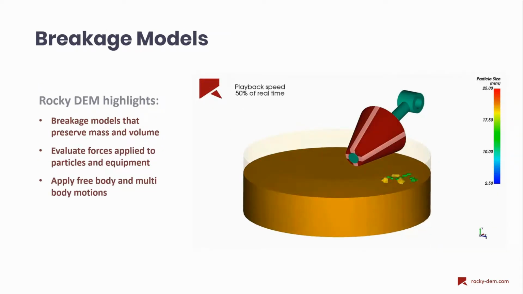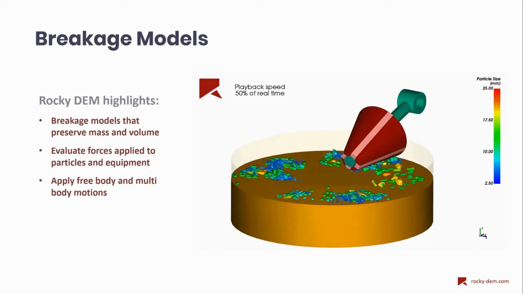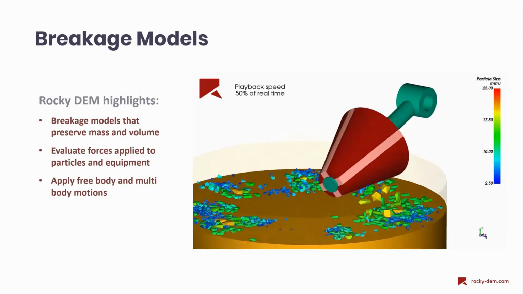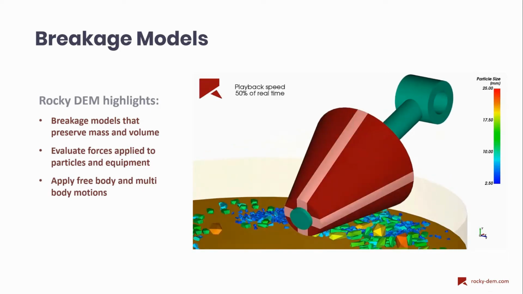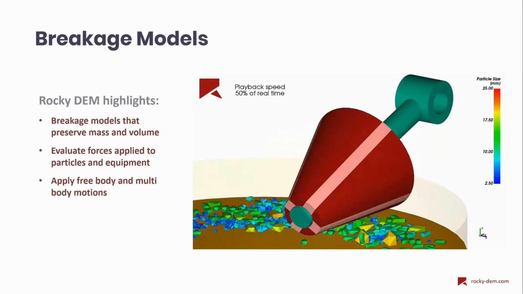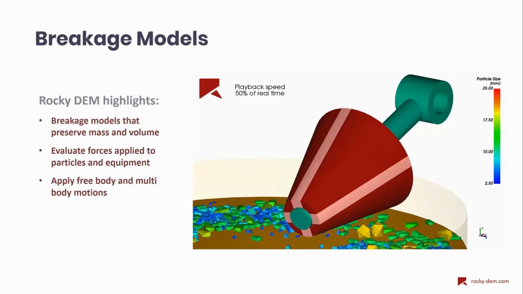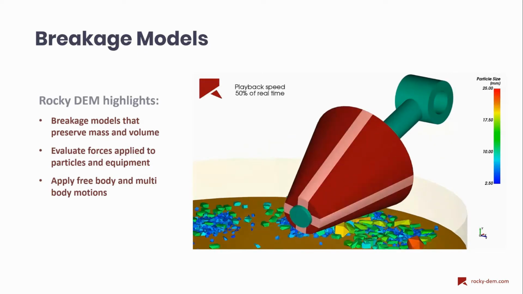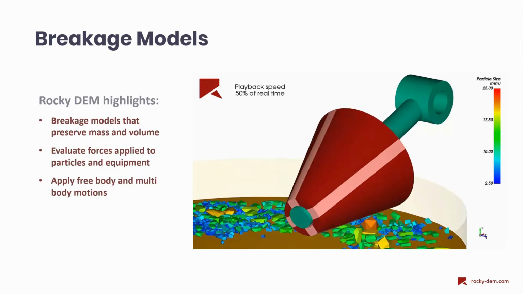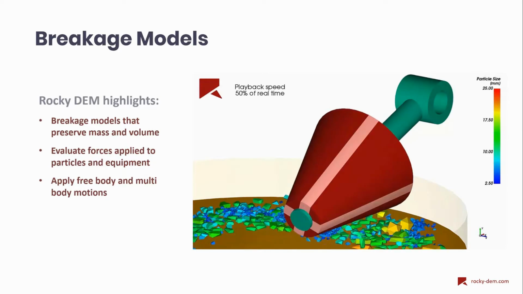The other feature is the breakage model that captures size-dependent fragments and is based on the accumulation of energy due to the impacts. Here, we can see the free body motion of the cone crusher. The cone has free body motion, and as a result of the particles hitting it, it starts to rotate. Also, the breakage model preserves the volume and mass of the particles as they are crushed by the cone crusher. All these models, again, are Rocky native features that do not need another third-party software to be coupled to Rocky. All of them can be done in Rocky.